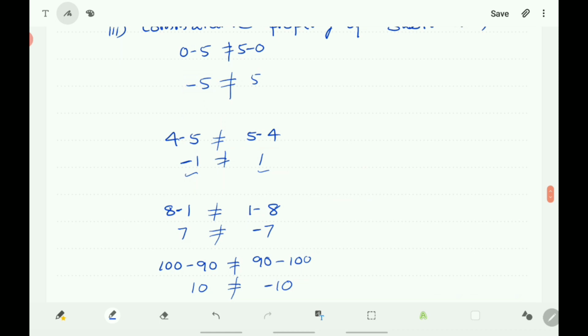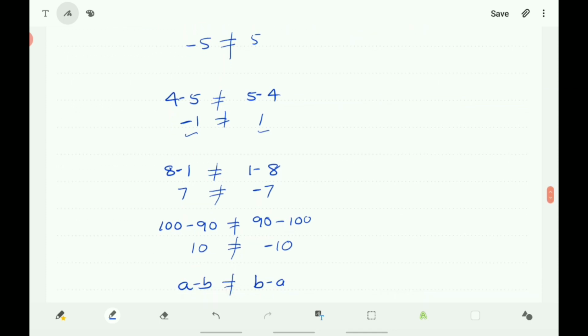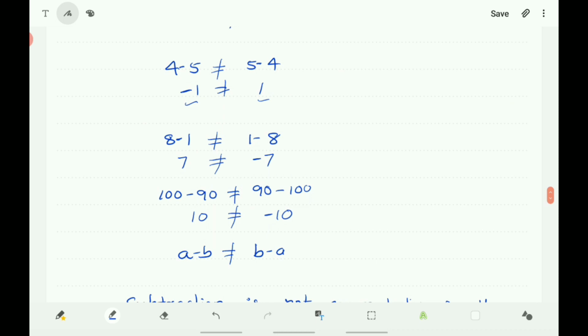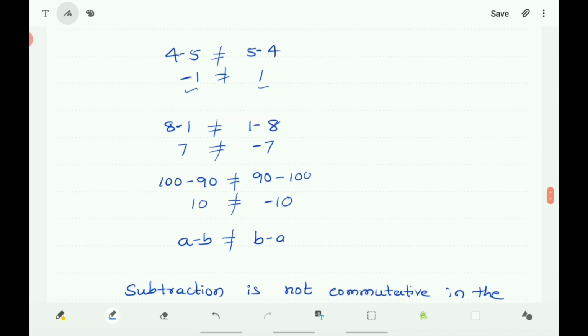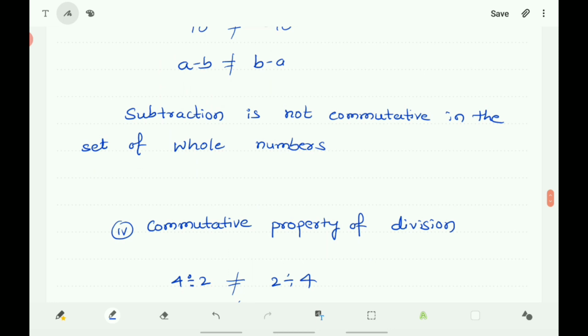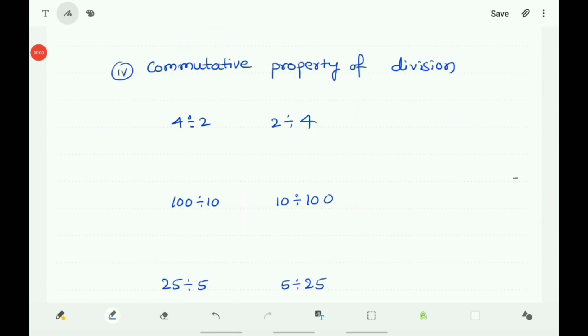Similarly 8 minus 1 is not equal to 1 minus 8, as here 8 minus 1 is 7 and 1 minus 8 is minus 7. And 100 minus 90 is also not equal to 90 minus 100, because 100 minus 90 is 10 and 90 minus 100 is minus 10. Therefore for all whole numbers A and B, A minus B is not equal to B minus A. Therefore subtraction is not commutative for whole numbers.